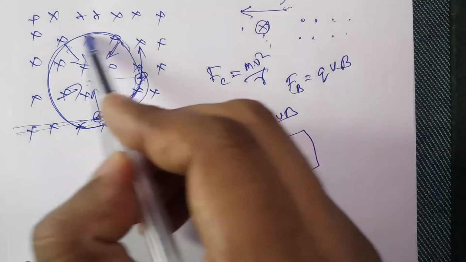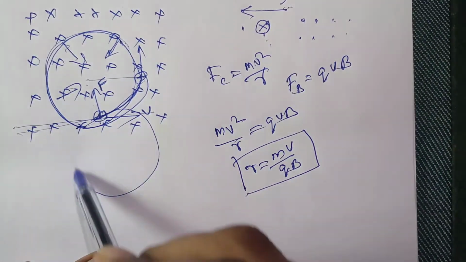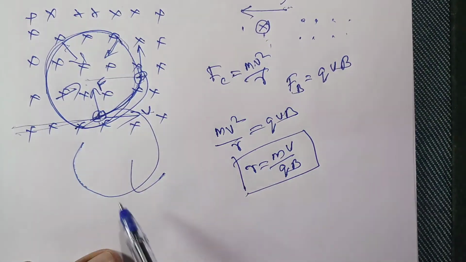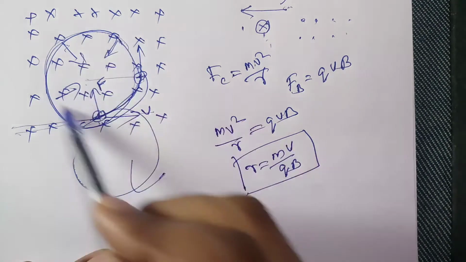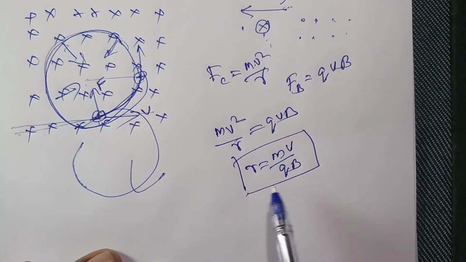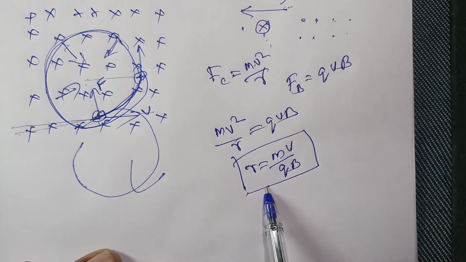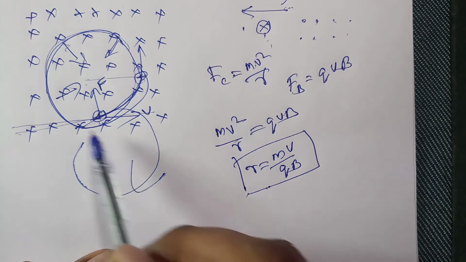If a positive charge is moving this way around, the negative charge will be moving the opposite way around. That also you should remember. The direction of the circle will be different. And this is the equation. A very important comparison question will always come: compare the radius, or draw the trajectory.